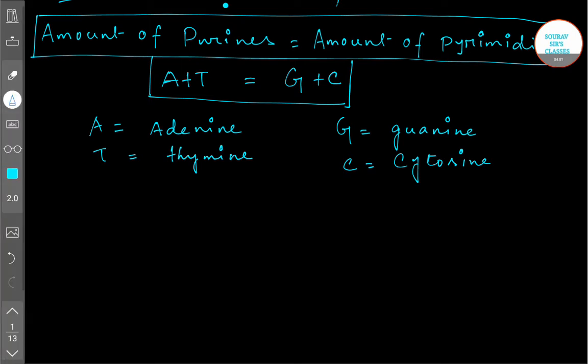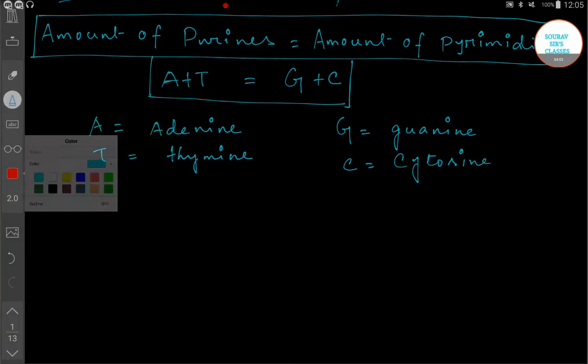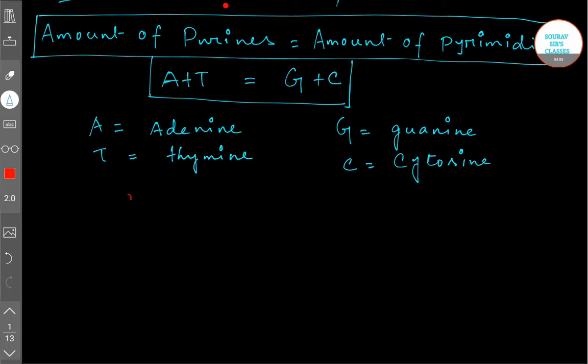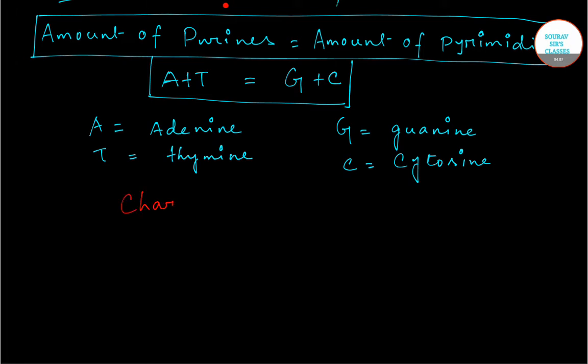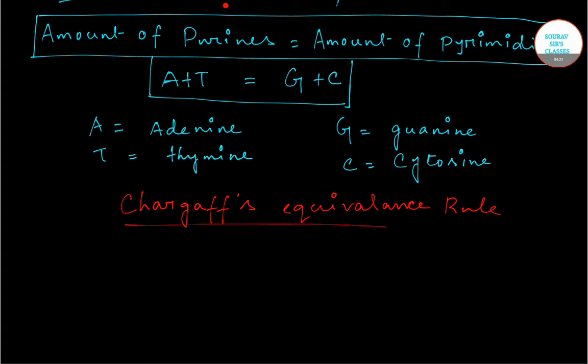This is known as Chargaff's equivalence rule. That was in 1950.